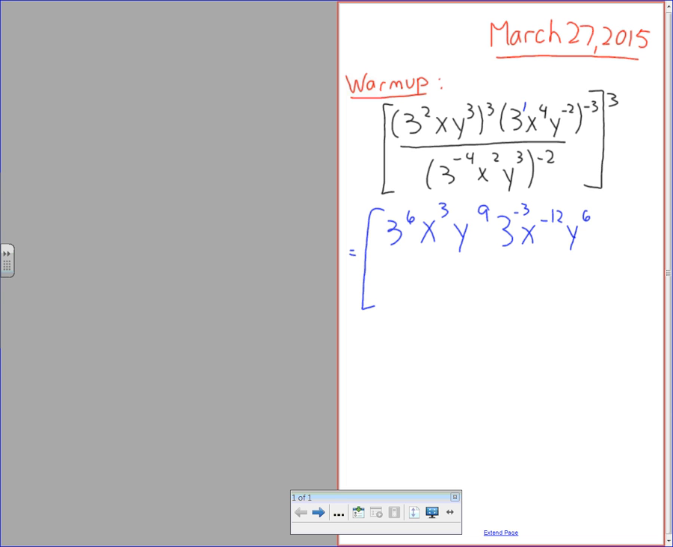Okay, can I get a third volunteer to do the denominator, please? Go ahead. 3 to the 8, x to the negative 4, and y to the negative 6. Great. Okay. So again, this looks like a horribly intimidating question, but if you take a look at just 3 small parts, I didn't bring them together.